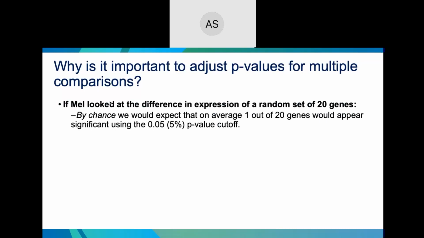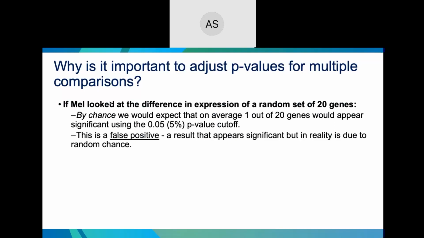By chance, we would expect that on average, 1 out of 20 genes would appear significant if we use the 0.05 or 5% p-value cutoff. And so you can imagine that in a data set of 100,000 genes, you're going to get a lot of false positives. So a lot of genes are going to appear significant just by chance. So because we're testing our hypothesis over and over on thousands and thousands of genes, we introduce false positives, results that appear significant, but in reality are actually due to random chance.